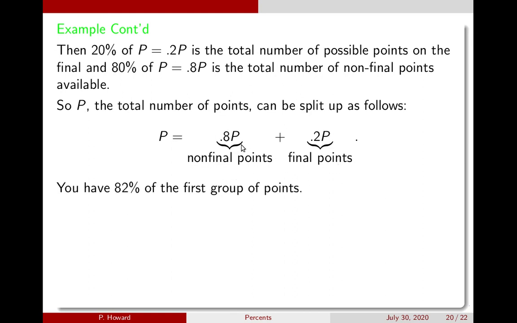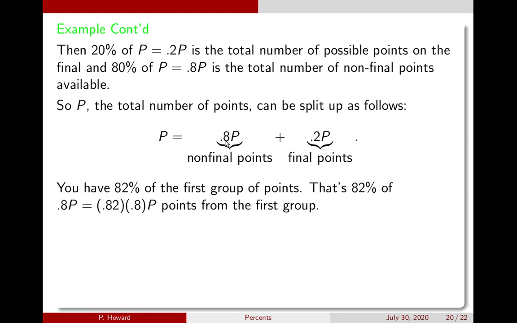So you've got 82% of the first group of points. 82% of 0.8 P, we have to multiply by 0.82. So 82% of 0.8 P is 0.82 times 0.8 P. These are the total number of points you have from the first group of points.